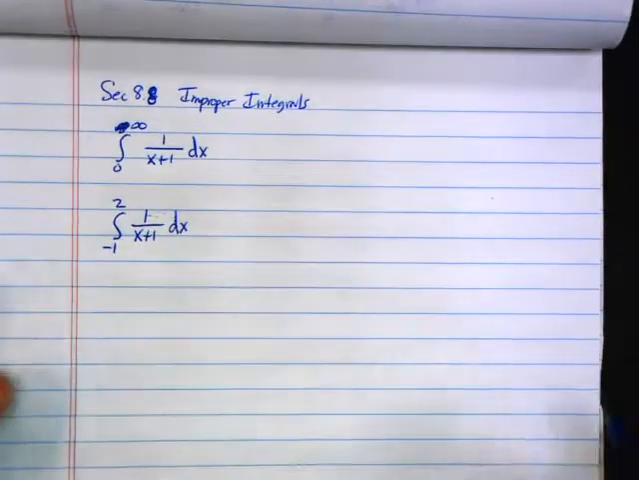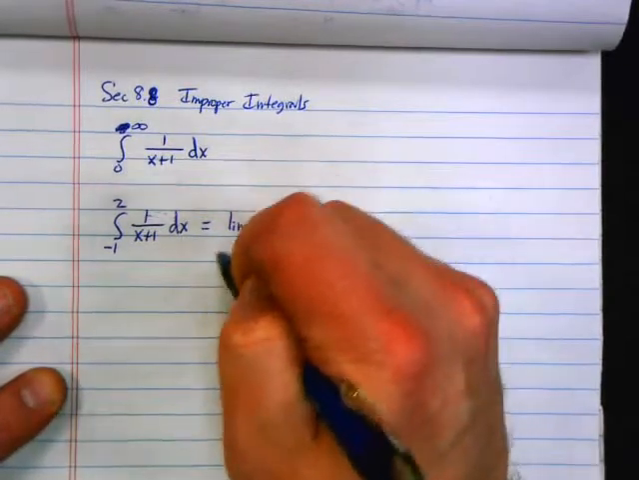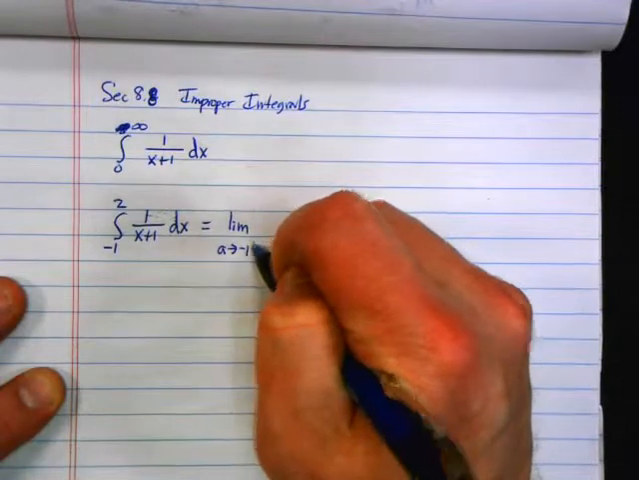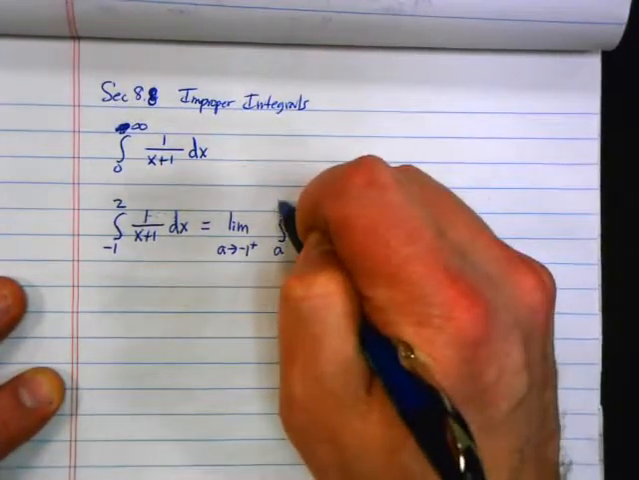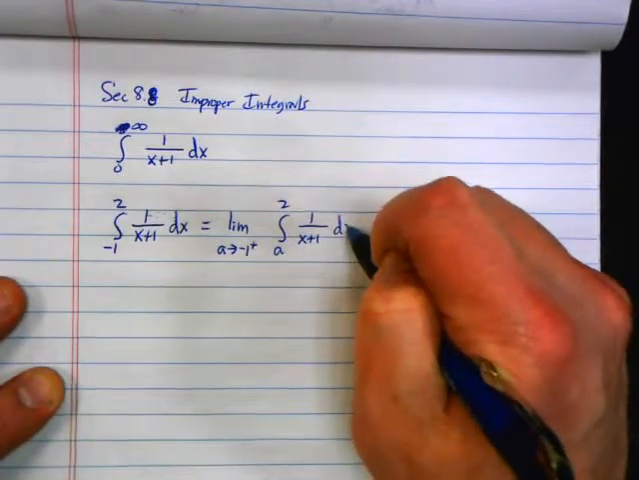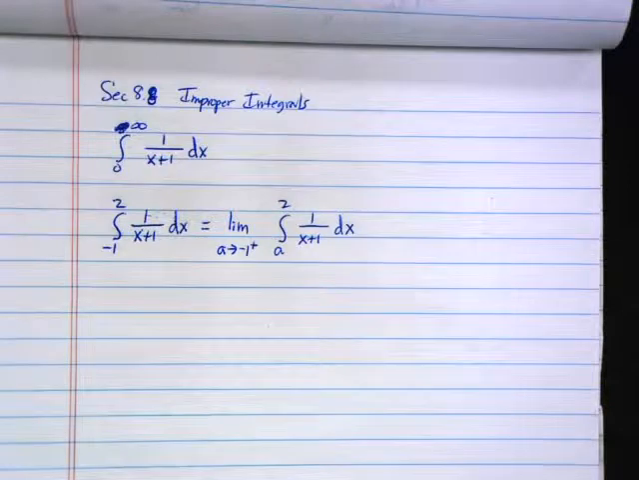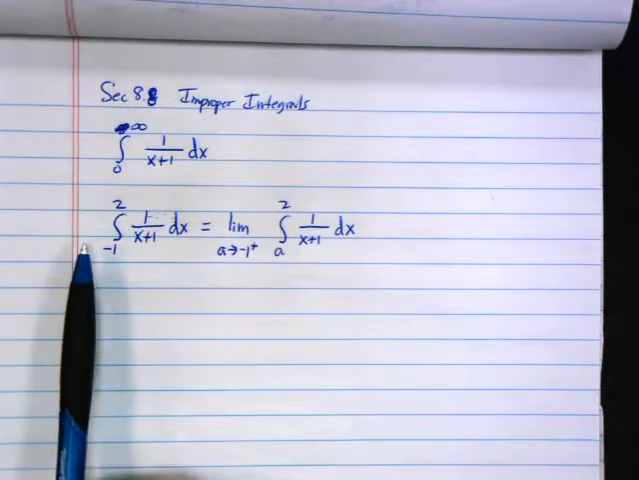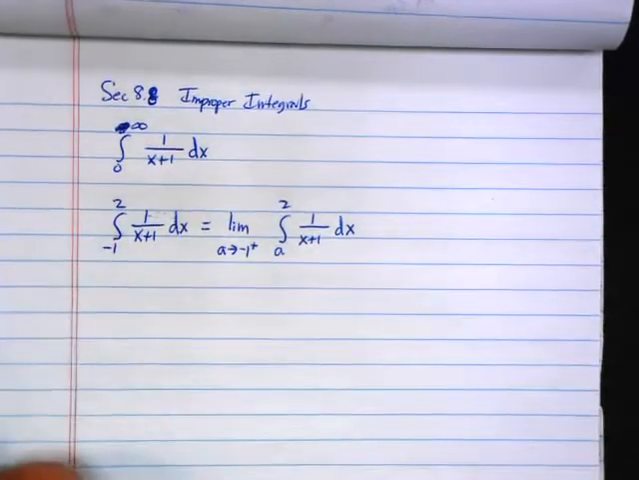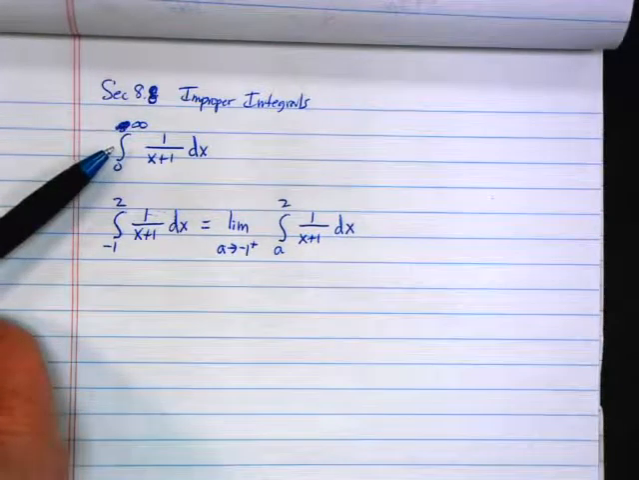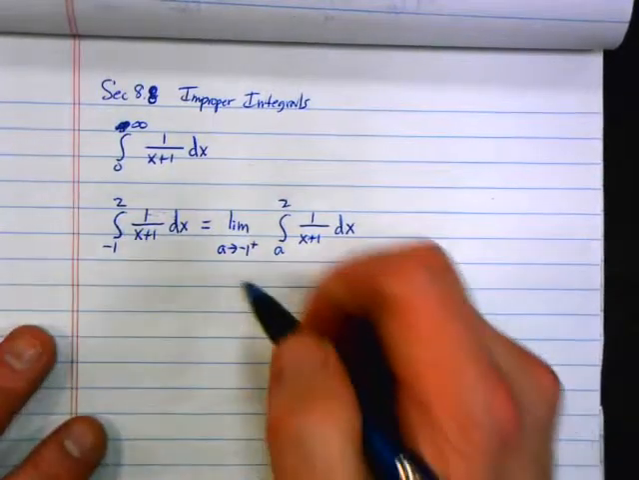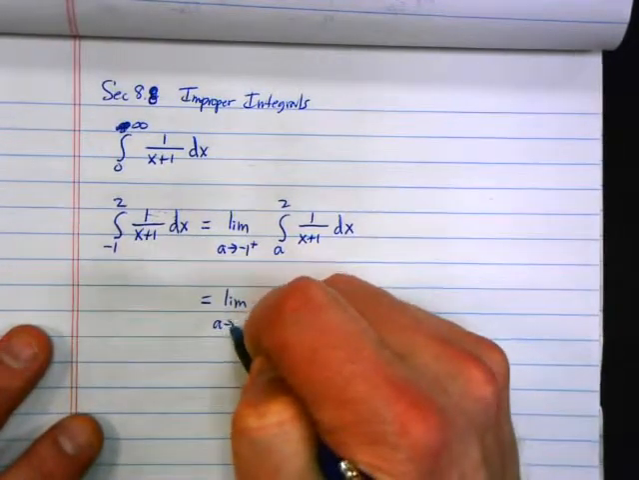So what we're going to do in this situation, we're going to take the limit as a goes to negative 1 from the right of the integral from a to 2 of 1 over x plus 1 dx. Why do I have the limit as a goes to negative 1 from the right? Why don't I just have the limit as a goes to negative 1? We're looking at the area to the right of negative 1. My interval goes from negative 1 to 2, so I'm only looking at numbers to the right of negative 1. I don't care about numbers to the left of negative 1 because my interval starts at negative 1 and ends at 2.